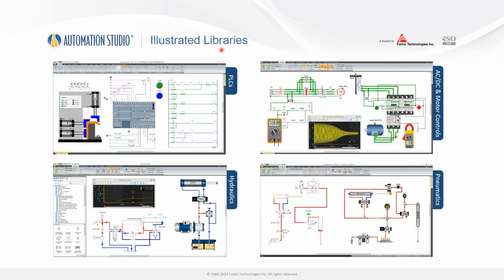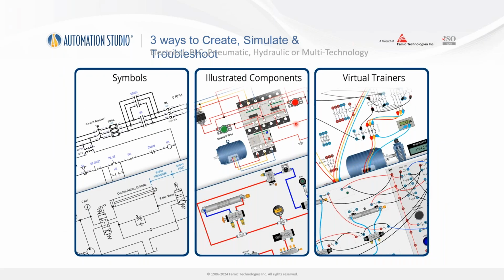You will also get illustrated libraries in Automation Studio. We have libraries of PLCs, hydraulics, pneumatics, AC/DC motor control, then aeronautics, sectional components. So you can see these are the three ways to create, simulate, and troubleshoot. In Automation Studio, you can draw the circuit using ISO symbols, illustrated components, and then a virtual trainer kit.